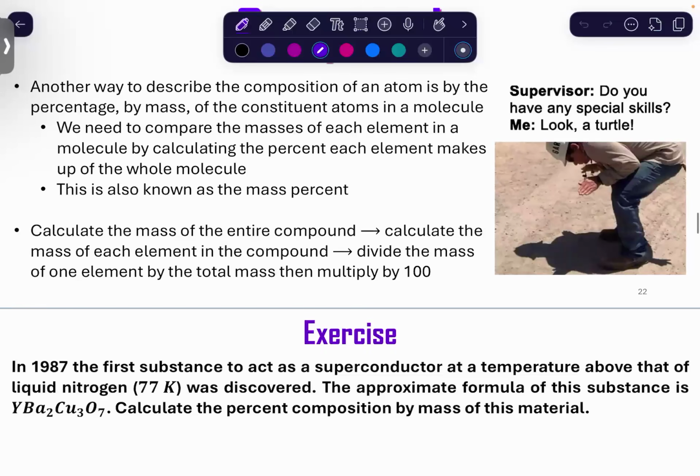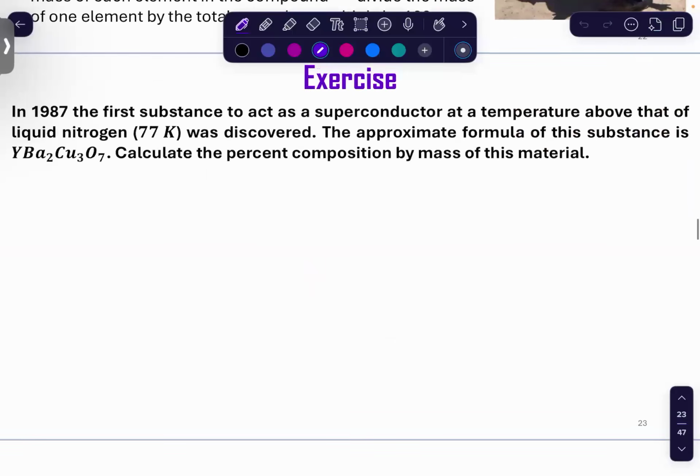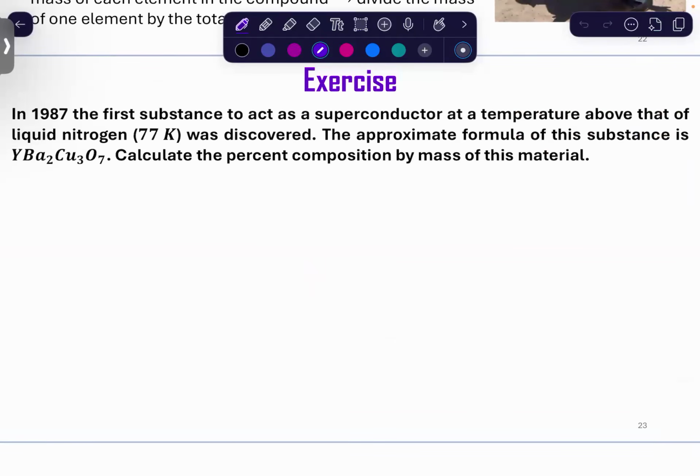I gave you a little flow chart of how to solve these, but the best thing to do is just jump in. Here we have a crystalline compound. This was one of the first superconductors. You have Y, Ba2Cu3O7. Y is yttrium, Ba is barium, Cu is copper, O is oxygen. So let's see. Calculate the percent composition by mass of this material. We really want to know the percent composition of each element in the compound.